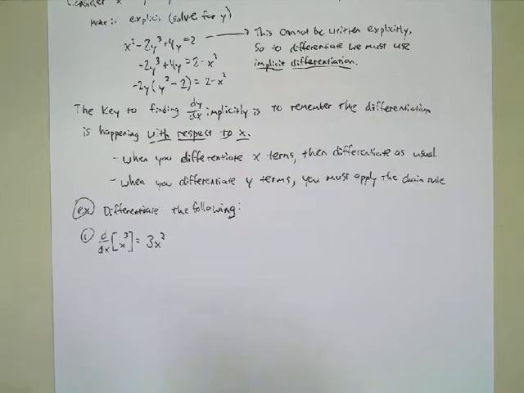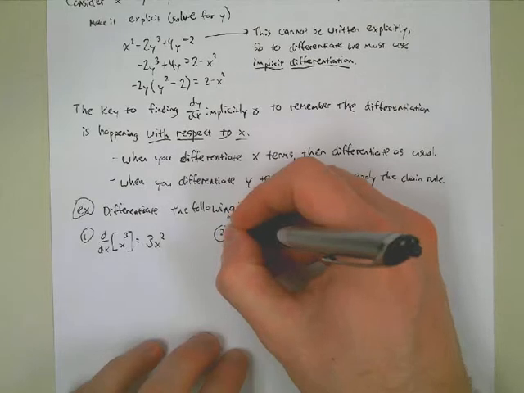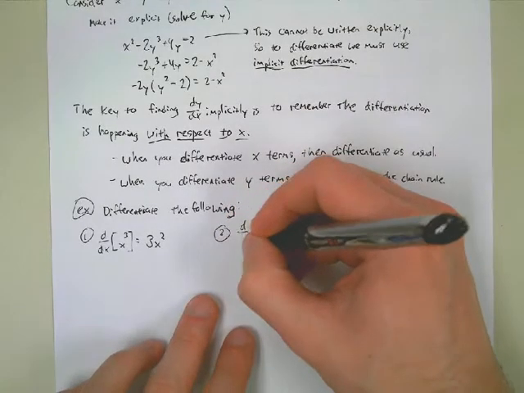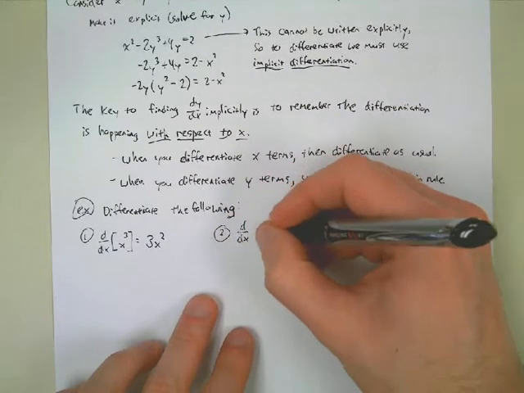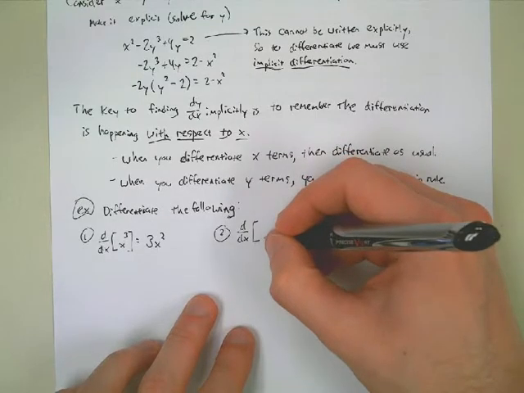All right. Now let's try differentiating. Let's find the derivative with respect to x of y cubed minus 5.